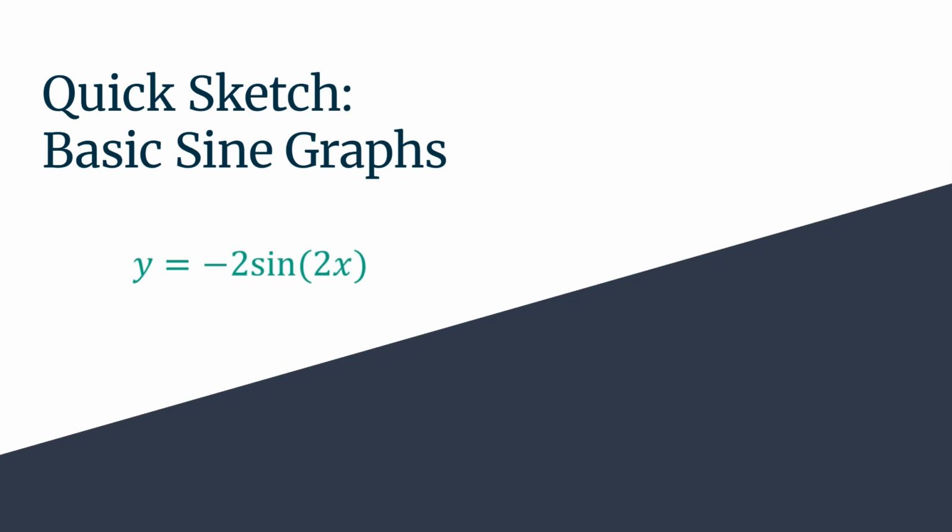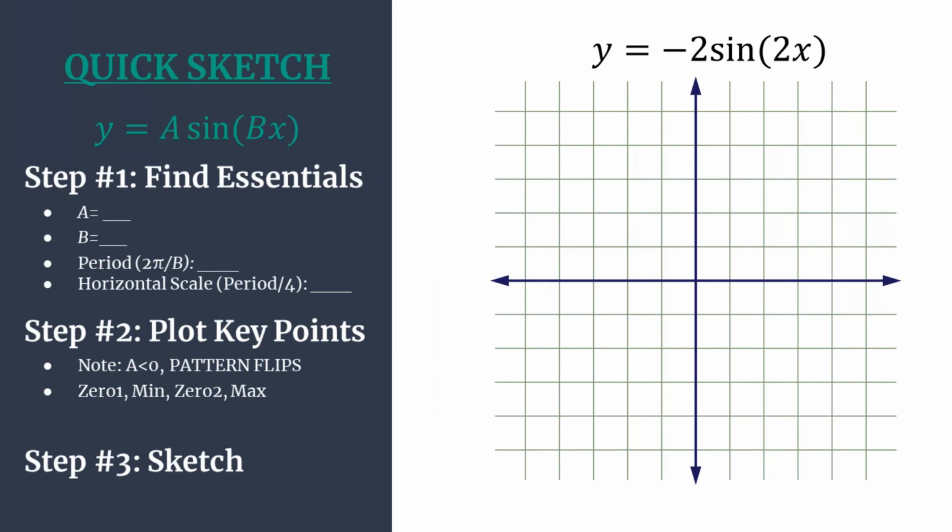In this video, we're going to use a quick and easy method to make a sketch of a basic sine graph, y equals -2 sine of 2x. So to help us out, I included the general form of a basic sine equation and an outline for us to follow. So step one, we're going to start finding a and b.